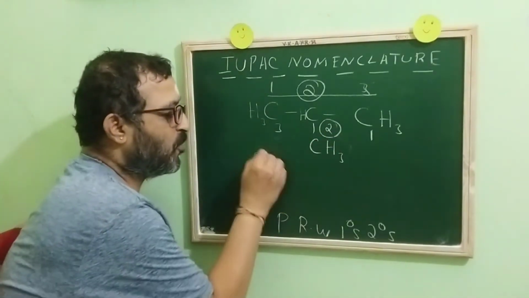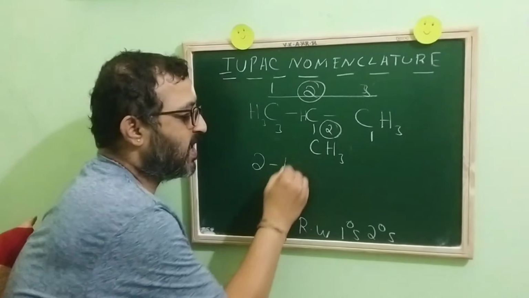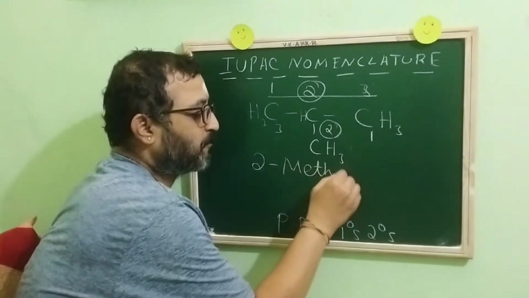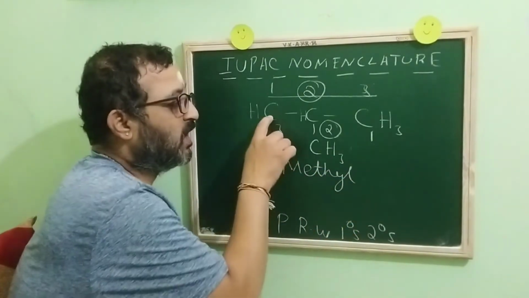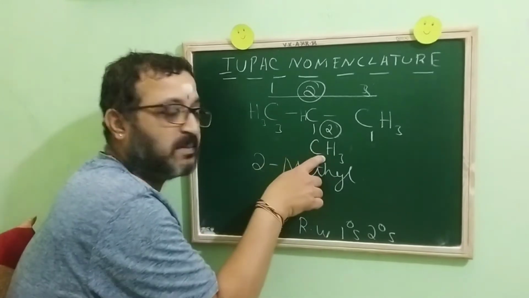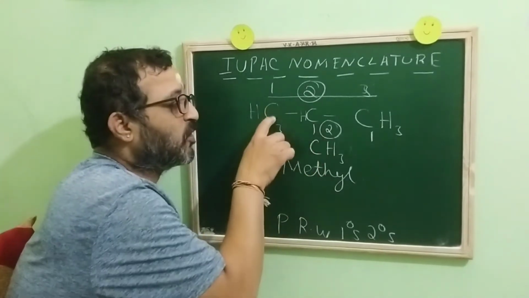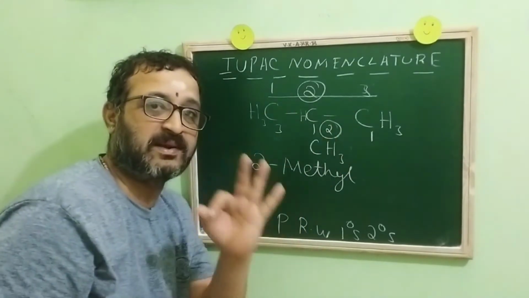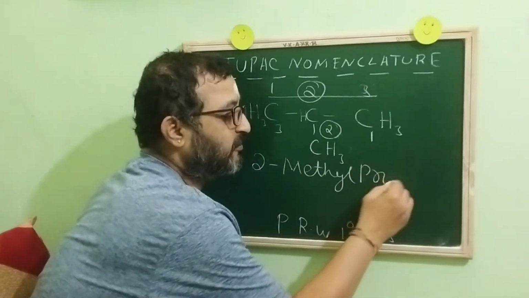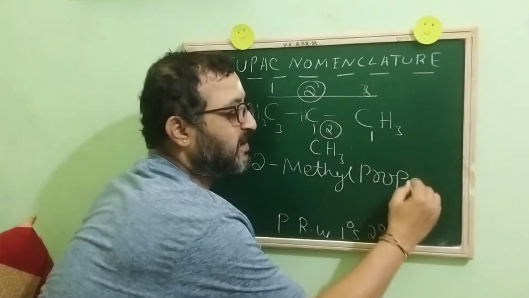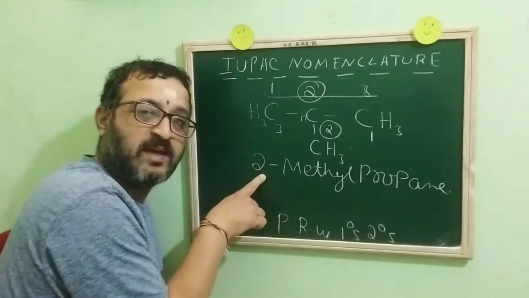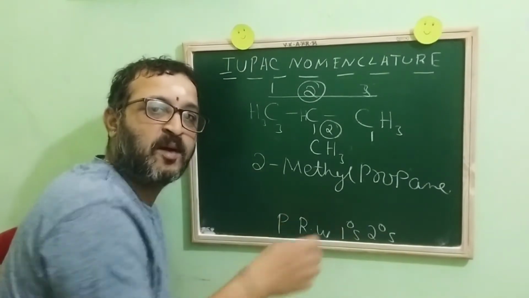So, the name of the compound is what, children? 2-methyl, right? That is, to the second carbon, methyl is attached to the compound containing how many carbon atoms? 3. That is prop, then it is single bond, ane. So, the name of the compound is 2-methyl propane.